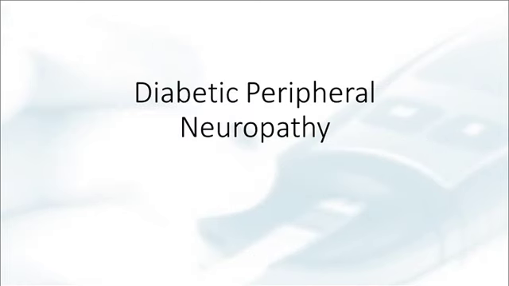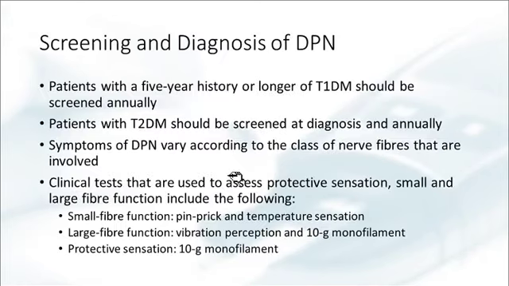So what is diabetic peripheral neuropathy, and how do we screen for it? Essentially, diabetic peripheral neuropathy is a burning or tingling sensation in the peripheral parts of the body, such as the fingers or the toes. There may even be loss of sensation in the fingers or the toes, and that is something that happens particularly in diabetic patients.